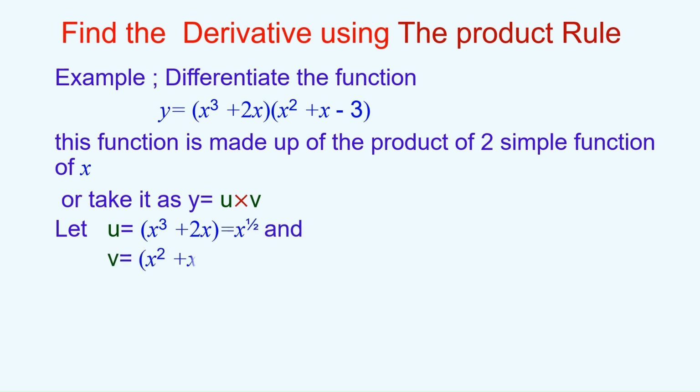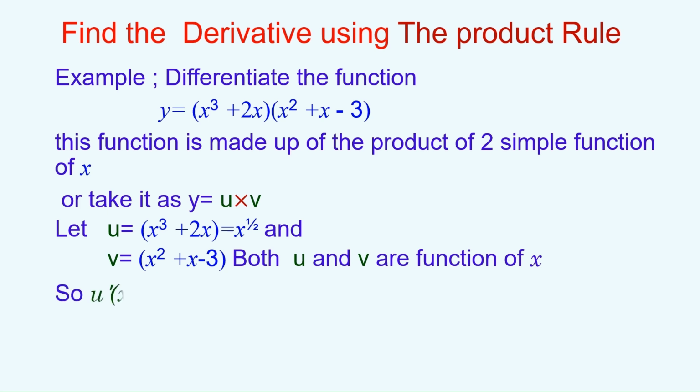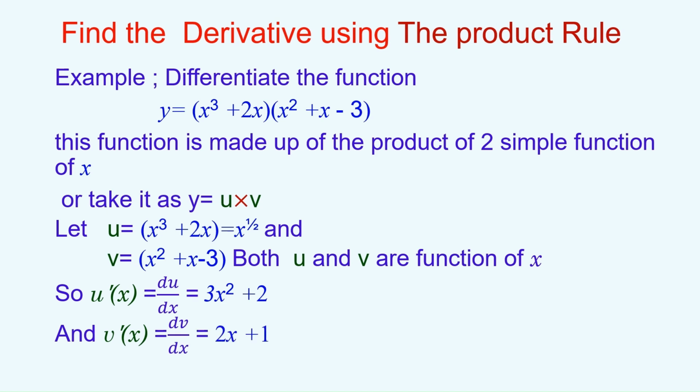And v equals x squared plus x minus 3. Both u and v are functions of x. So u dash of x equals du/dx equals 3x squared plus 2, and v dash of x equals dv/dx equals 2x plus 1.